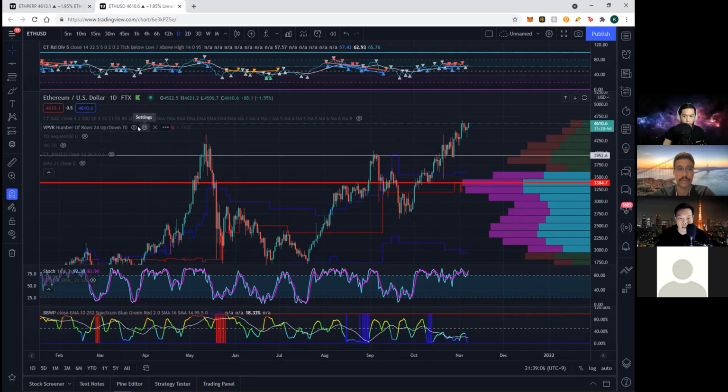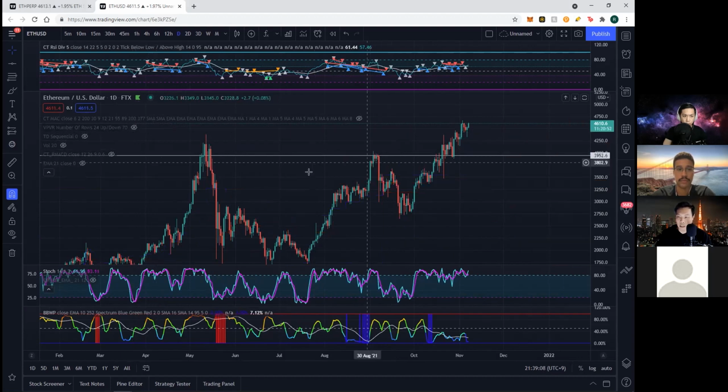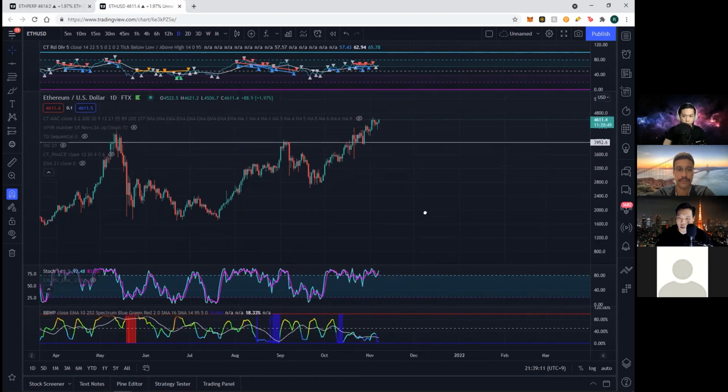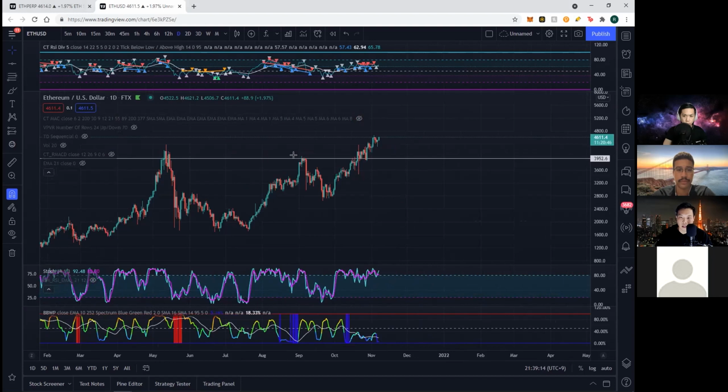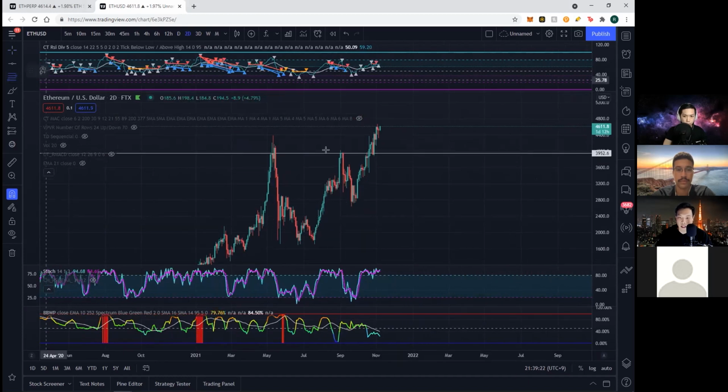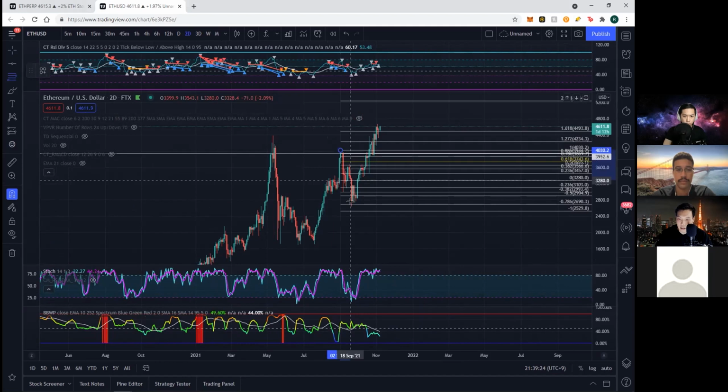I think there's potential for us to keep going upward. I'm going to draw a fib here, and hold on, let me actually draw it on the 2-day of the previous swing high, swing low, which just happened back here.